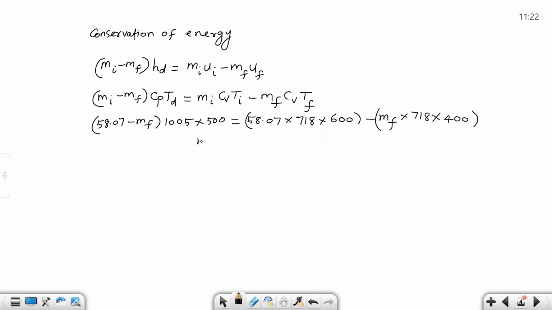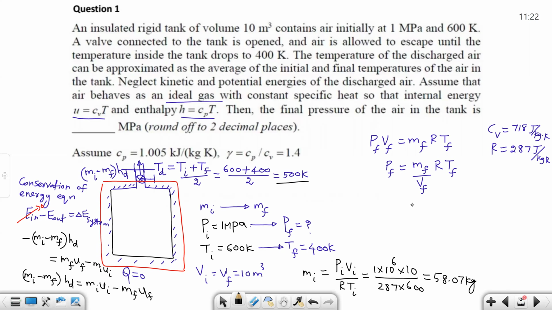So the final mass comes out to be 19.34 kg. Okay, so once we know the final mass, we know here 19.34, R is 287. Final temperature will be 400 Kelvin divided by 10. This will be in Newton per meter square. So we wanted it in MPa.